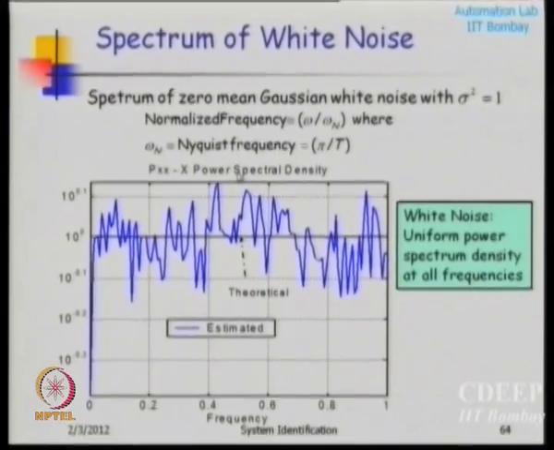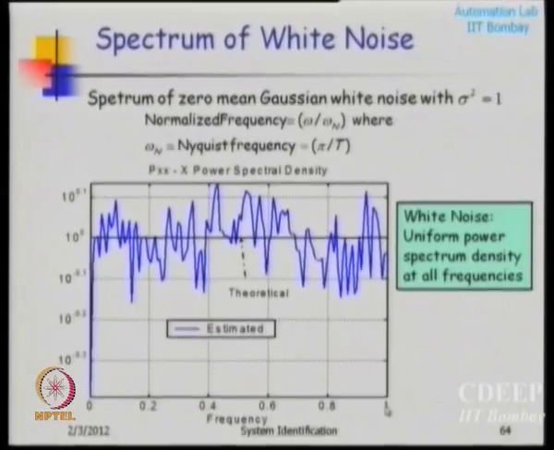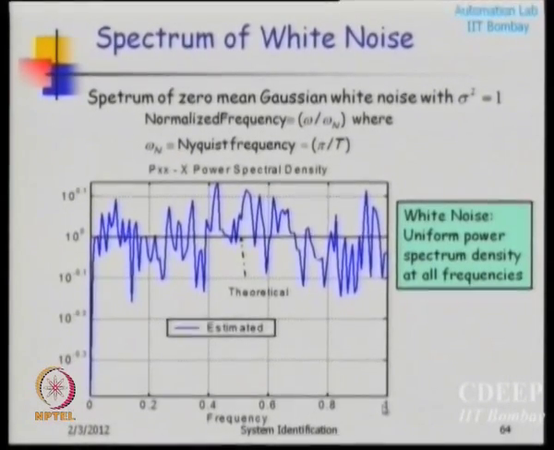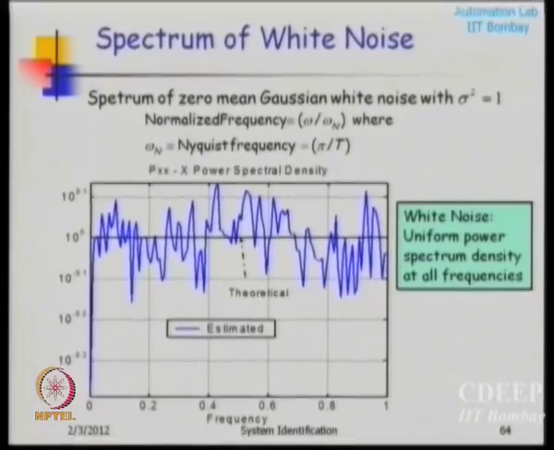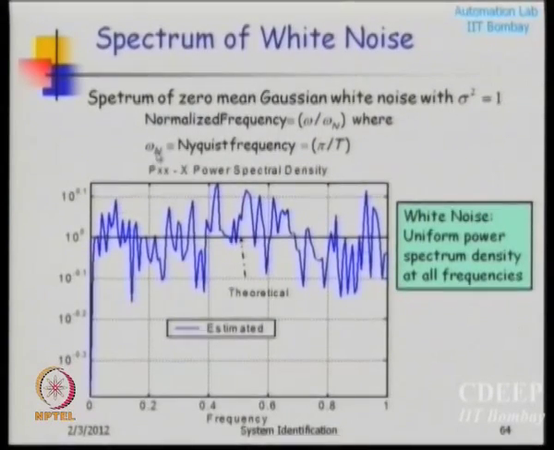Omega n is called the Nyquist frequency, and this is defined as pi by T, where T is the sampling period. So this 1 means the frequency omega divided by pi by T; it is normalized as omega by omega n. What is omega n? Pi by T. If you ask MATLAB to plot the spectrum, it will always give you this normalized frequency spectrum, and this tells you the power at different frequencies. If I show you a colored noise signal, then you will realize the difference, so just keep this figure in mind.